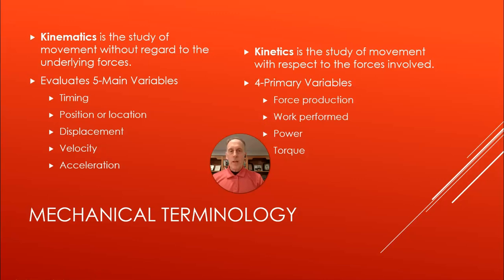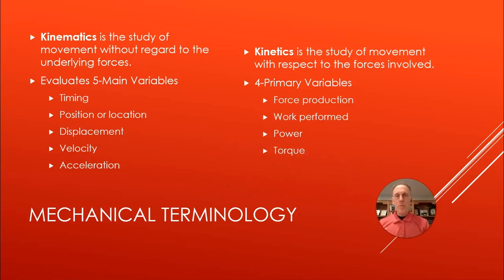So let's go back to kinematics and the difference between kinematics and kinetics. Kinematics is a study of movement without regard to the underlying forces. So it's just how the body moves. We're not too worried about things like power, torque, or work performed. That's another domain; that's kinetics. You have five main variables within kinematics. That's timing, the position or location of the body, the displacement, the velocity, and the acceleration.